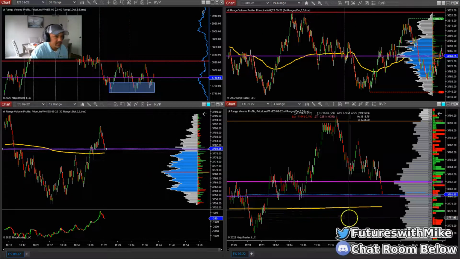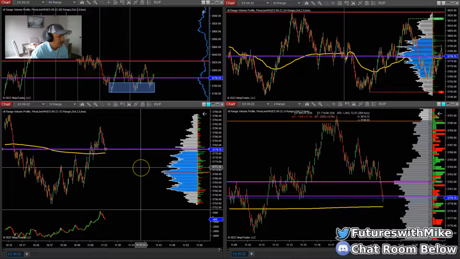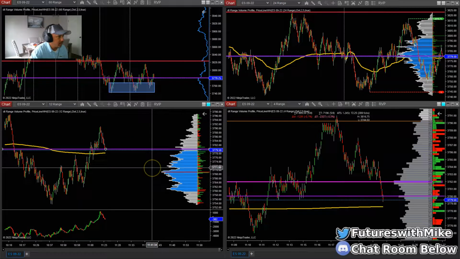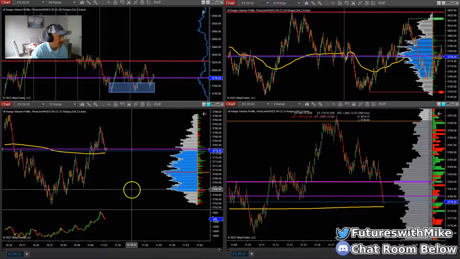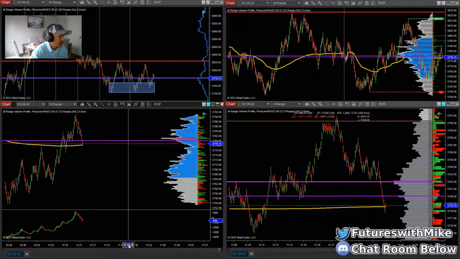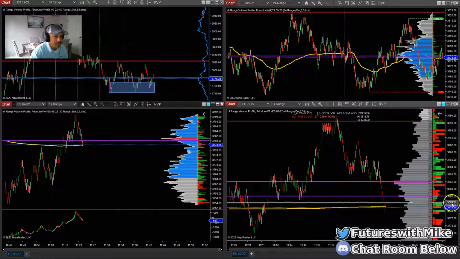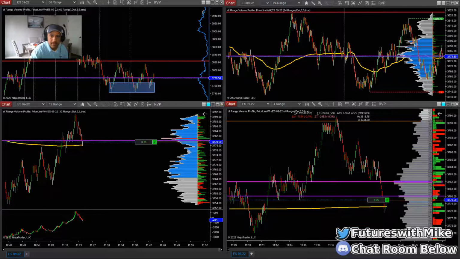Alright, so I don't know. Price is down in this area where I have this purple line marked, but I just don't know if it may try to push through this area. Not sure. Could be a good area to go long for a scalp. I'm gonna go long.